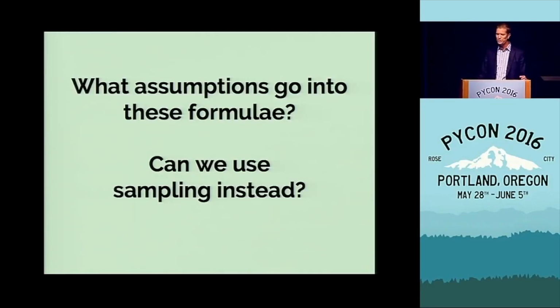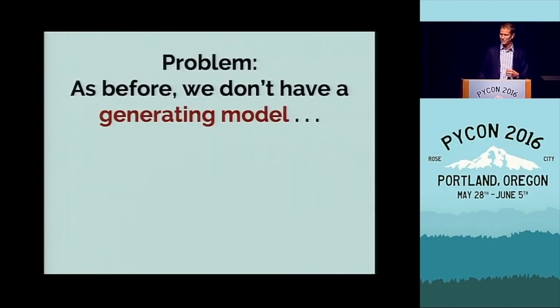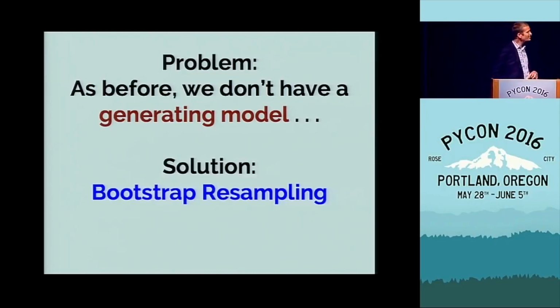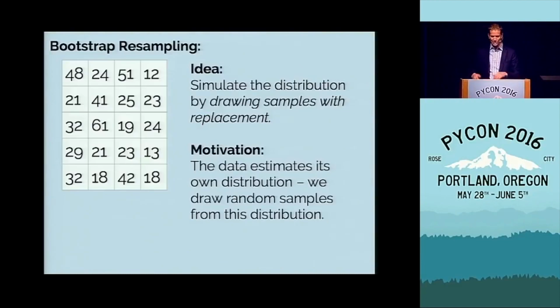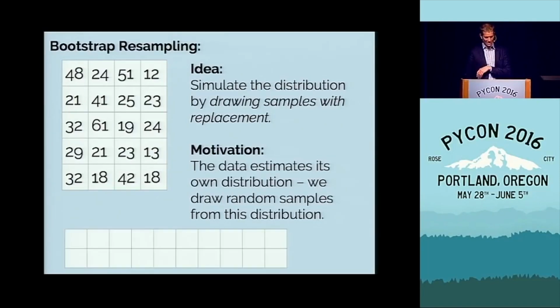And you might wonder, can we use some sort of sampling approach instead where we can wrap our mind around what's going on? And like before, we don't have a generating model. And unlike before, we're not comparing two different groups, so we can't just do the shuffling approach. But there is this interesting solution called bootstrap resampling. What bootstrap resampling is, you take this data and you basically treat the data as a measurement of its own distribution. And what that looks like in practice is you sample from this data set with replacement to generate new samples.